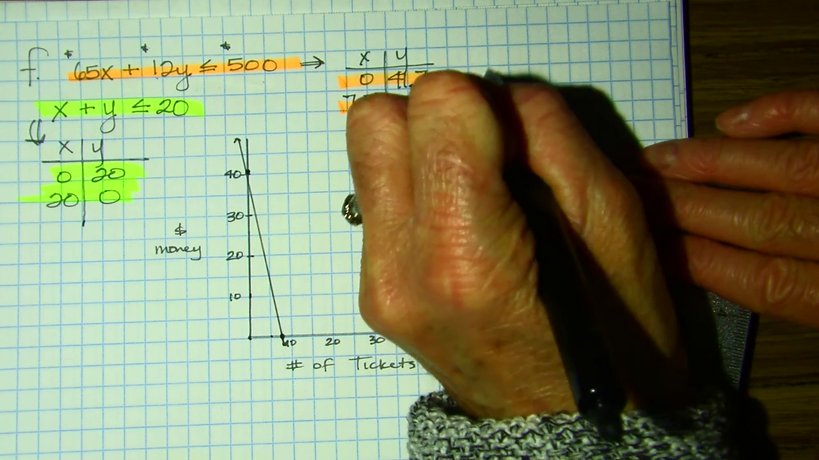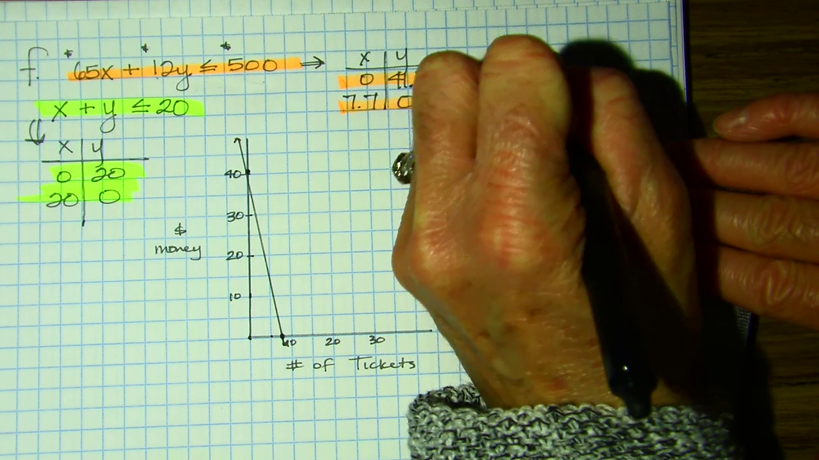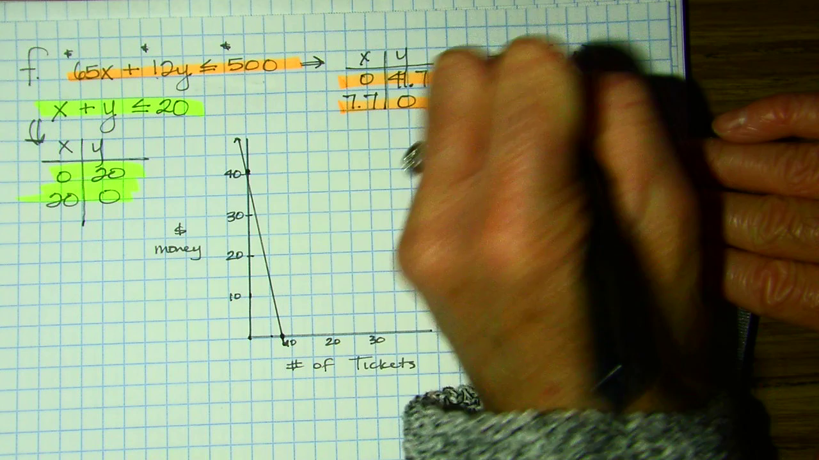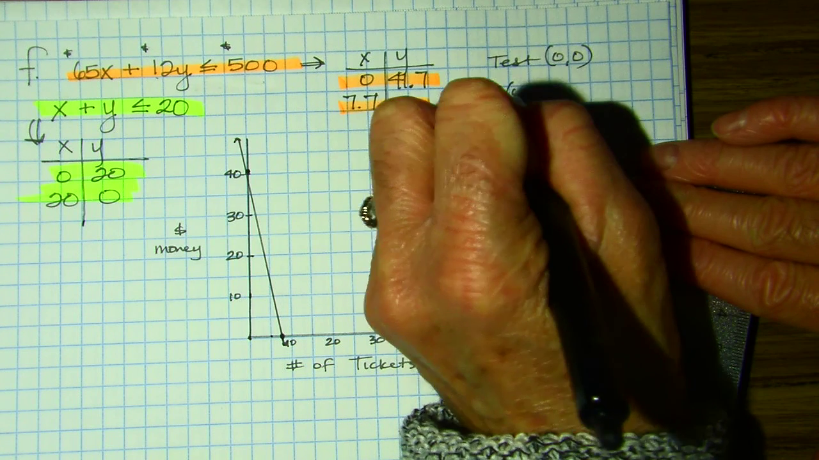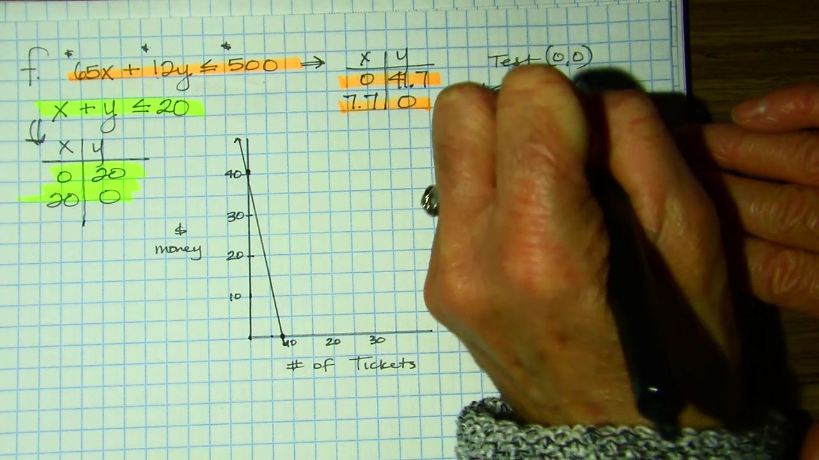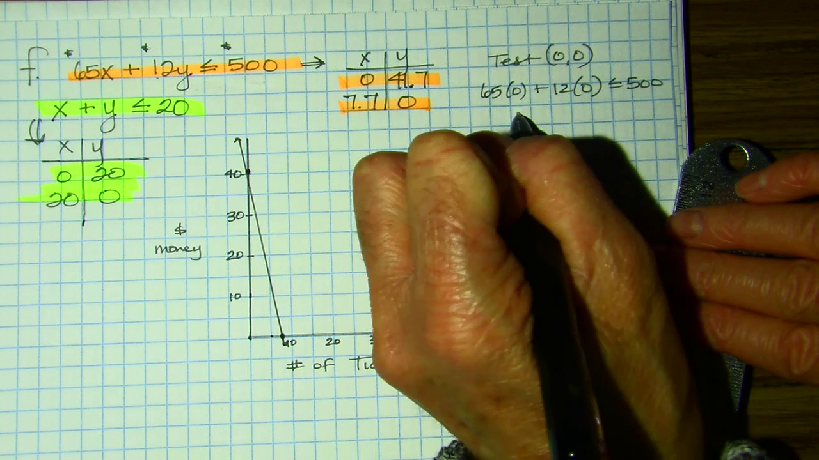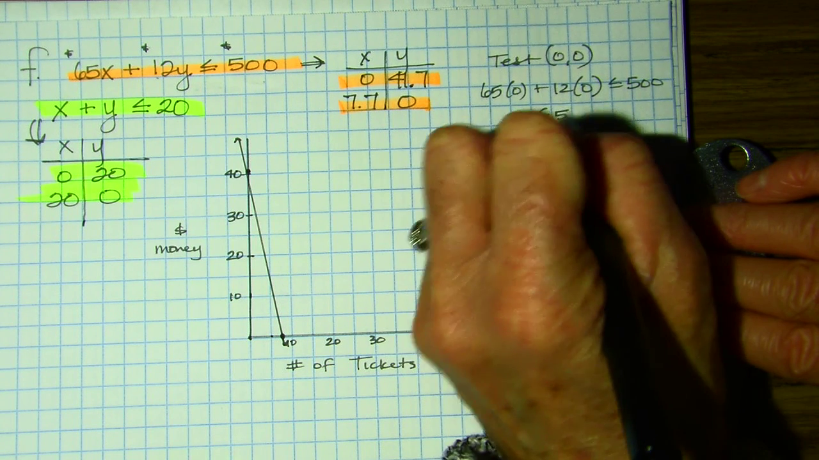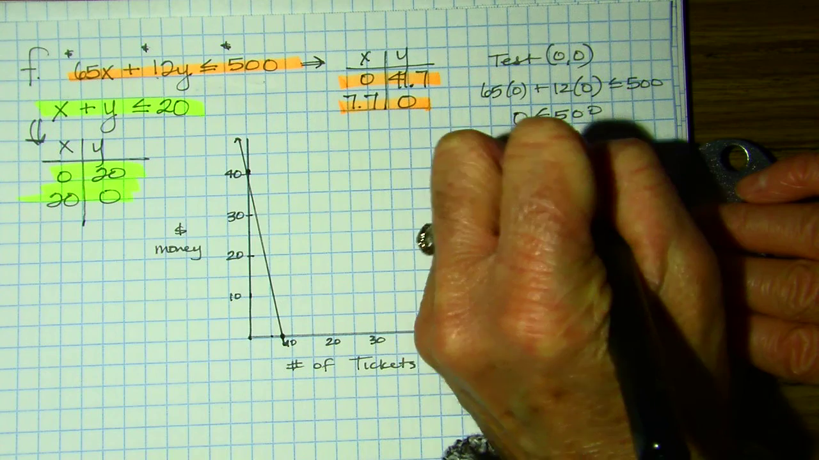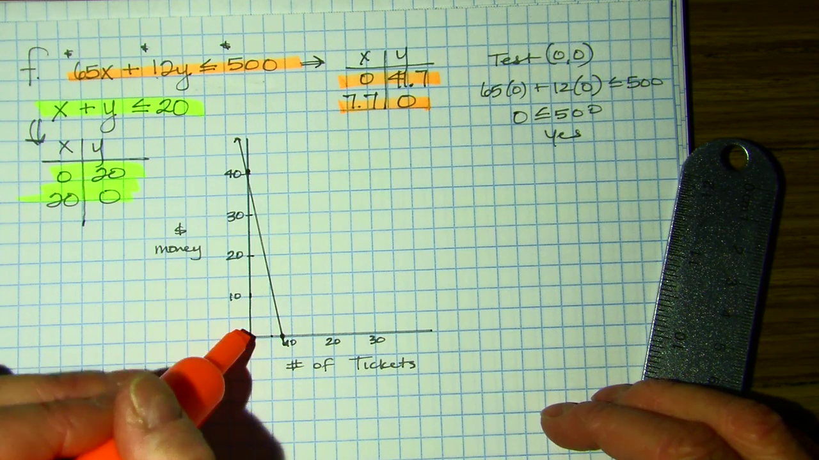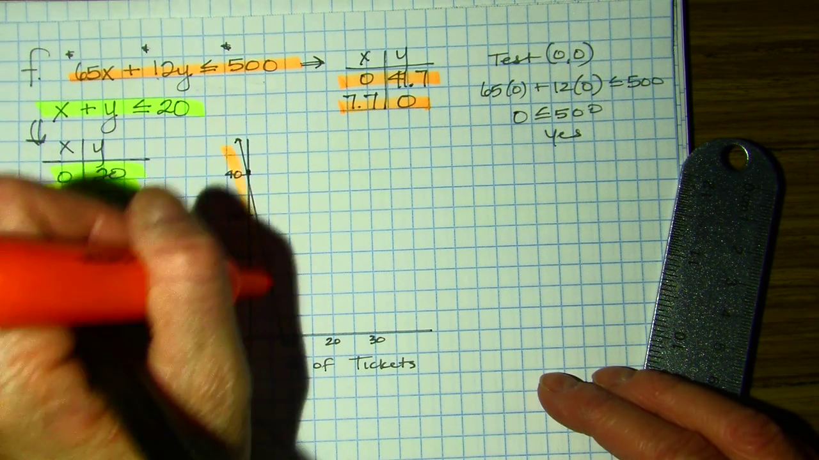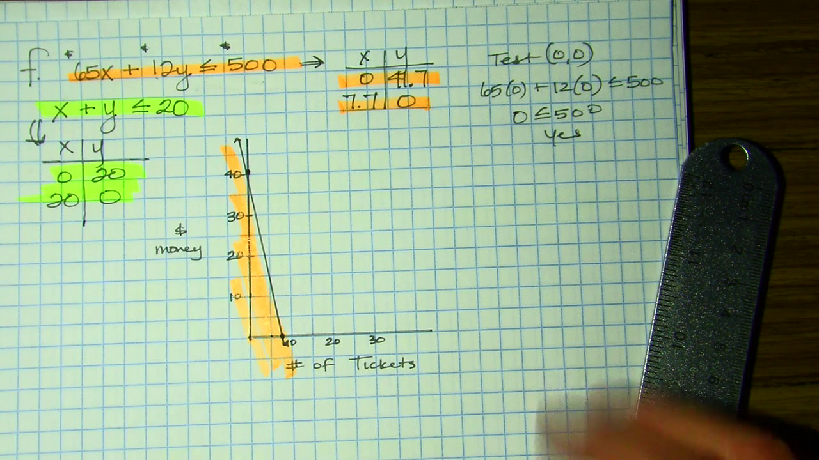So for the orange, if I test 0, 0, 65 times 0 plus 12 times 0, is that less than or equal to 500? So this both gives me 0. This is true, so I'm going to shade where 0, 0 is. So I should be shading that side of the line.